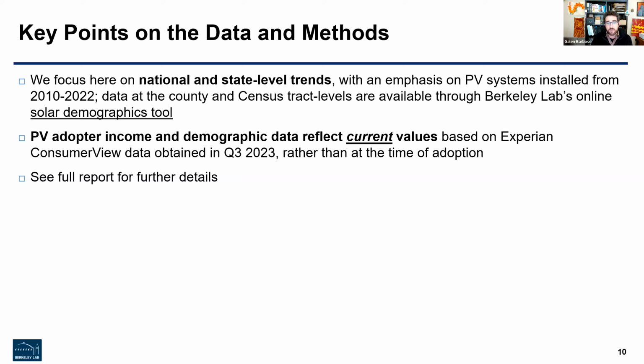The other key thing to note is that the income and other demographic attributes reflect current snapshots of PV adopters, really regardless of when they installed their system. And so we'll show some time trends where we're looking at the attributes of adopters based on when they installed their system. But just know that when we show those time trends, the attributes, whether it's income or whatever else, are based on the current income or other current attributes of those households. So hopefully that's clear enough.